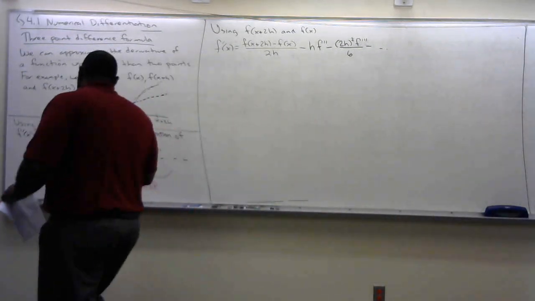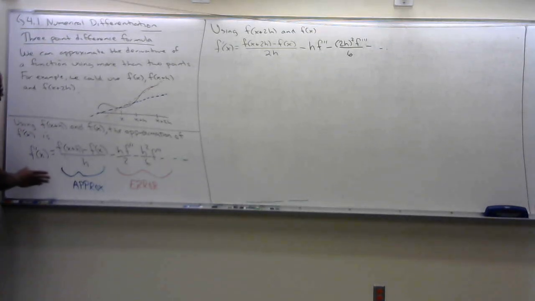So here's my approximation for the derivative using f of x plus h and f of x. Here's my approximation of the derivative using f of x plus 2h and f of x. And what I really want to do is combine these two approximations together into one big approximation.